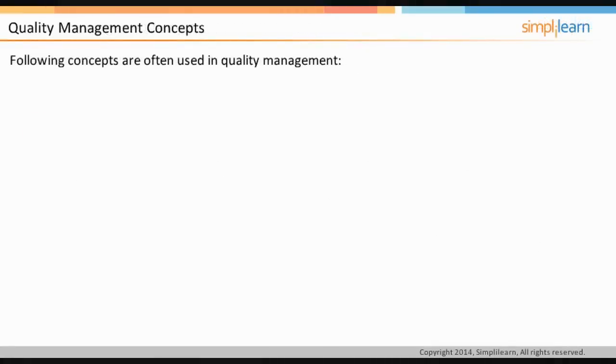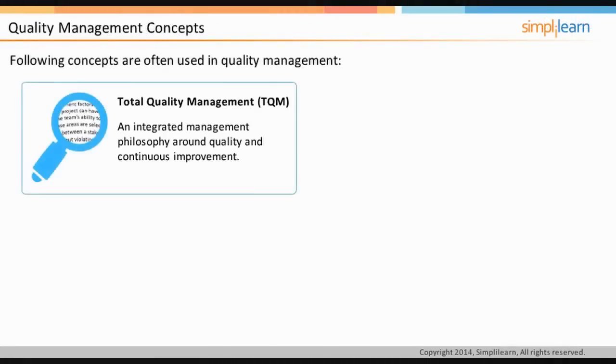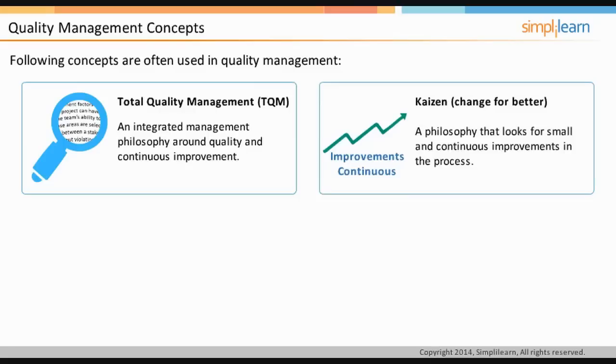Let us look at some terms that are commonly used in quality management parlance. Total Quality Management, or TQM, is a quality management philosophy that involves holistic thinking about meeting the objectives of an organization. It places the responsibility of quality squarely on the management. Kaizen is a Japanese term that stands for change for better. Kaizen philosophy is one that should always be looking for small and continuous improvements in the process.